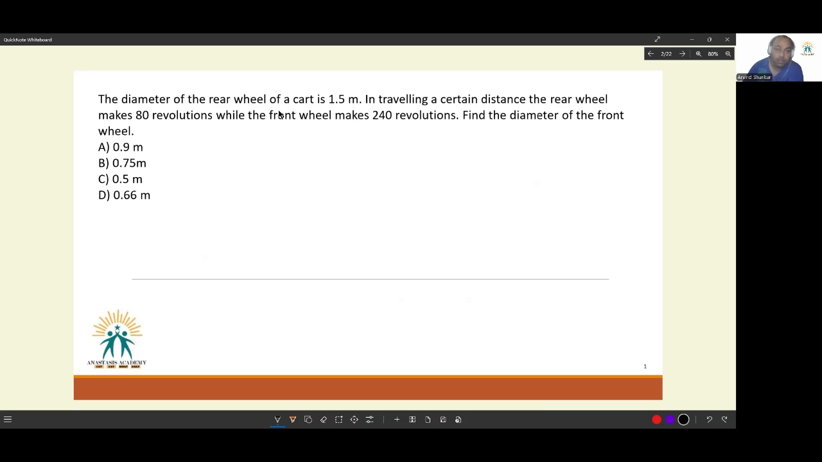The diameter of the rear wheel of a cart is 1.5 meters. In traveling a certain distance, the rear wheel makes 80 revolutions, while the front wheel makes 240 revolutions. Find the diameter of the front wheel.